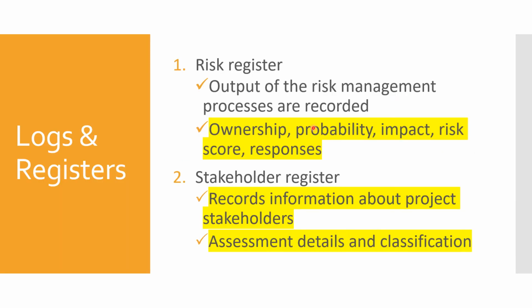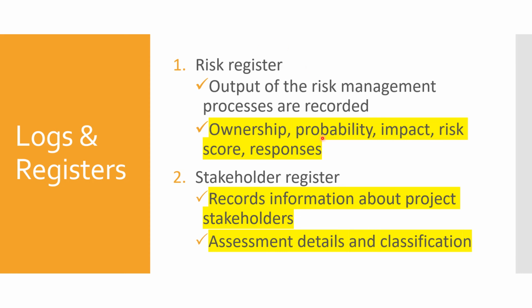That's very, very important. The seventh log and register is the risk register. It's a very important register where the outputs of the risk management process are recorded. And it talks about ownership, who is the owner of the risk, what is the probability and impact, what is the risk score, and what is the response, the mitigation strategy, acceptance strategy, or whatever risk strategy is logged as part of the response.